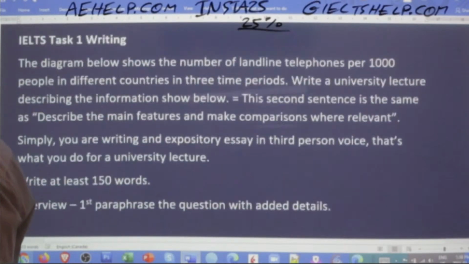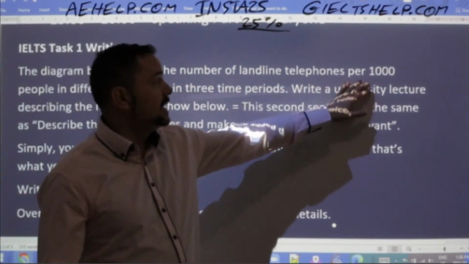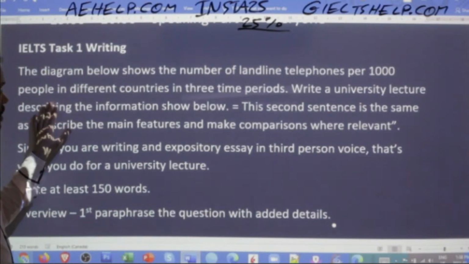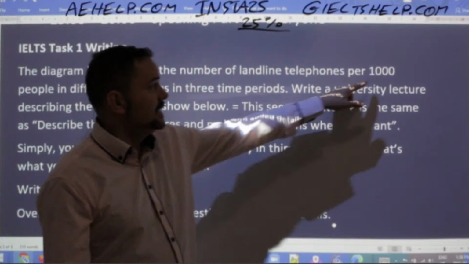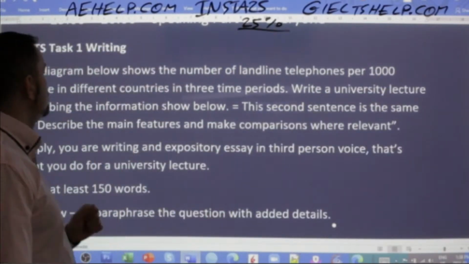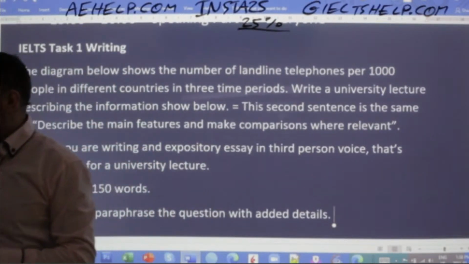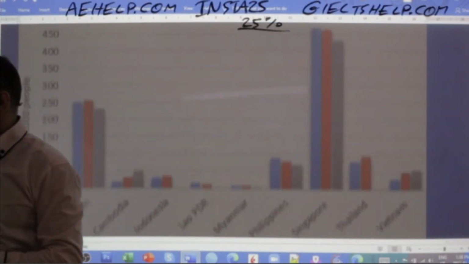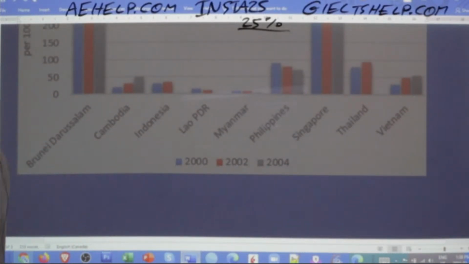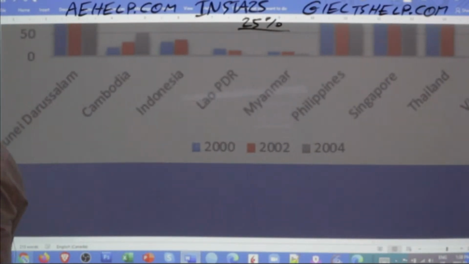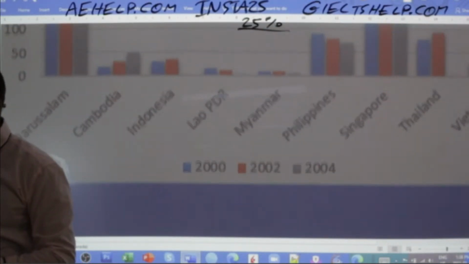Okay, so the question again is, the diagram below shows the number of landline telephones per 1,000 people in different countries in 3 time periods. Pay attention to this, different countries, and the 3 time periods. Go ahead and paraphrase that and use some of the information in the graph. All you need here mostly is this information, okay? And this is landline telephones per 1,000 people, okay?